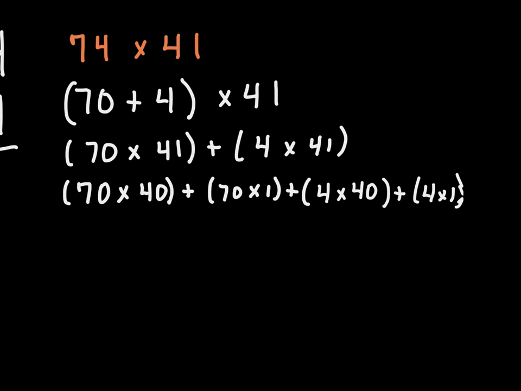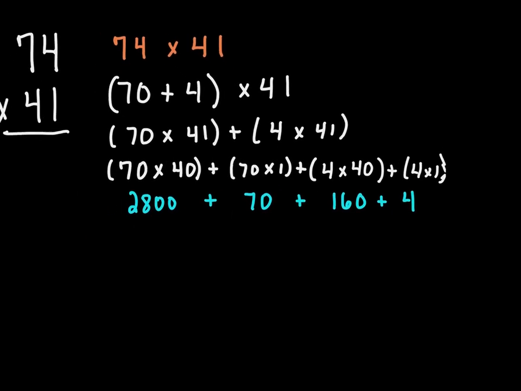We're going to do 70 times 40. 7 times 4 is 28 with the 2 zeros. Bring down your plus sign. 70 times 1, well, that's just 70. Plus 4 times 4 is 16. Add on your 0. Plus 4 times 1 is 4. So there's your 4 partial products.